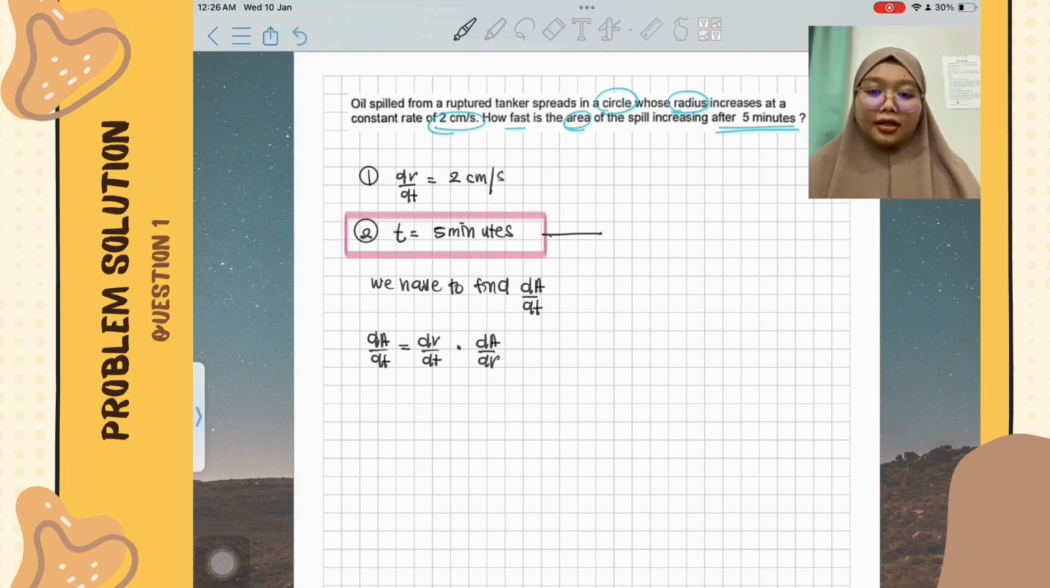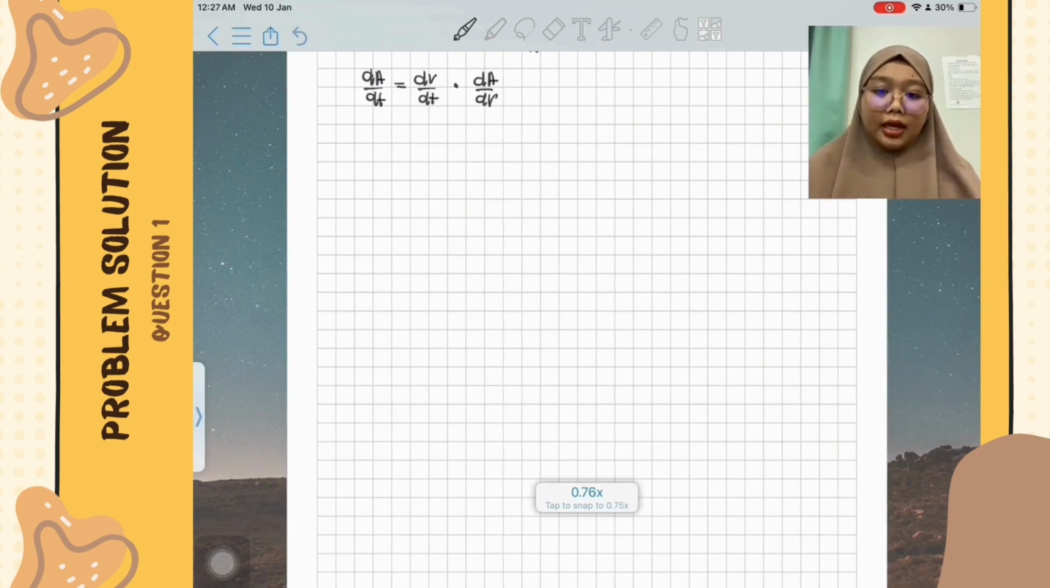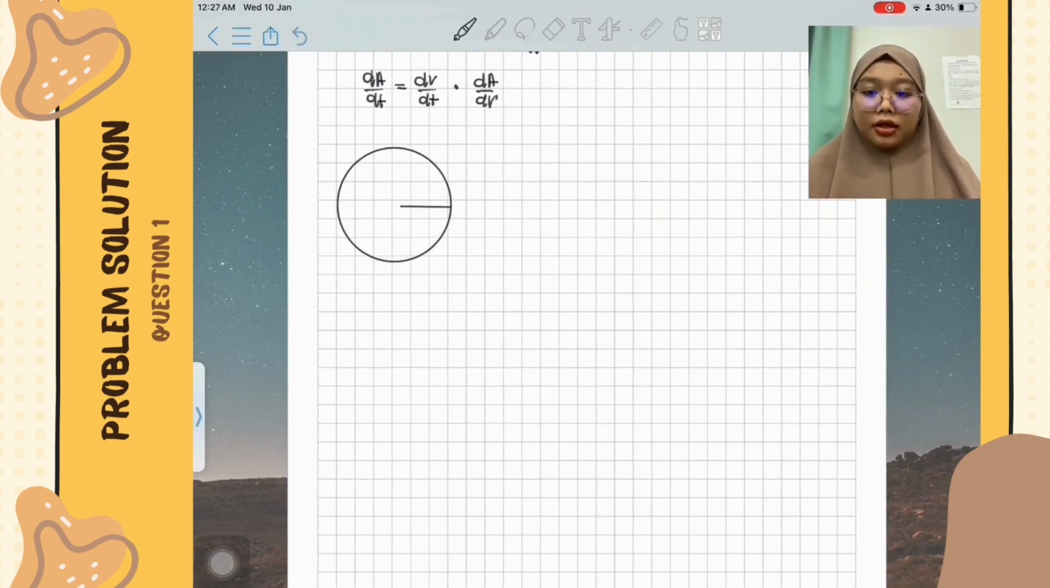But before that, we have to convert our 5 minutes to seconds first. Now, 1 minute is equal to 60 seconds, and we can simply multiply 5 minutes by 60 seconds, and we get 300 seconds. Next, we draw our circle of oil with radius r. To find the area of a circle, we can use pi r squared.